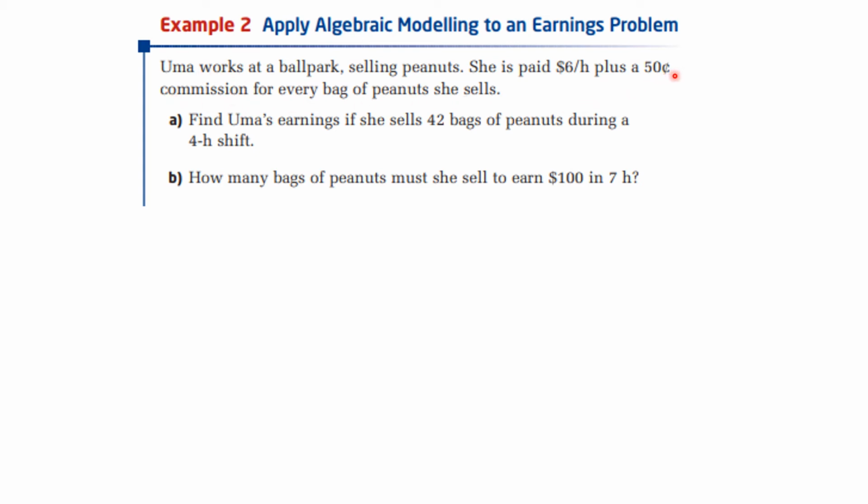So every bag of peanuts, I don't know how much she charges for a bag of peanuts. If you've ever been to a sports game or any kind of concert, everything is really expensive. So it's probably like $4 for a bag of peanuts. So she gets 50 cents. That's her commission. That's the piece of that money she gets. She gets 50 cents of that $4 for every bag of peanuts she sells, and that encourages her to sell more. That's what commission is.